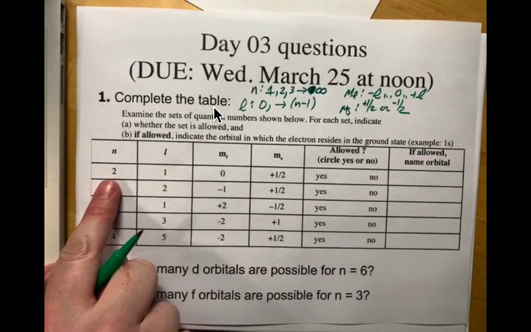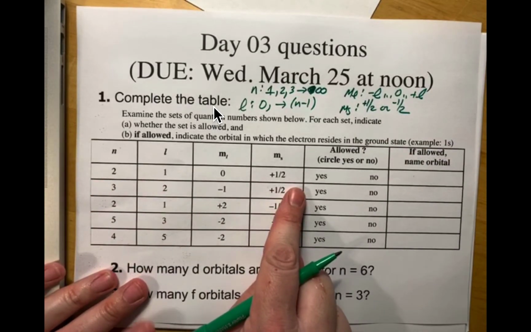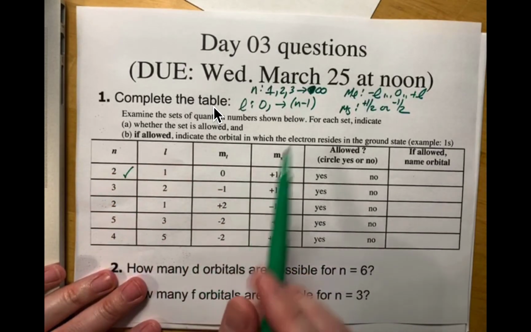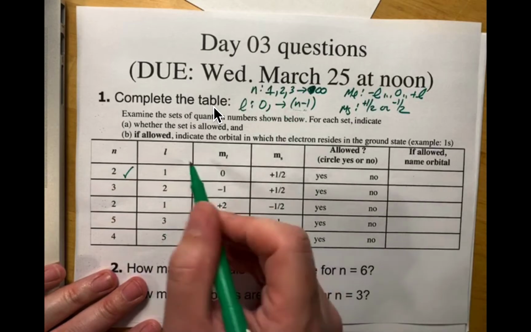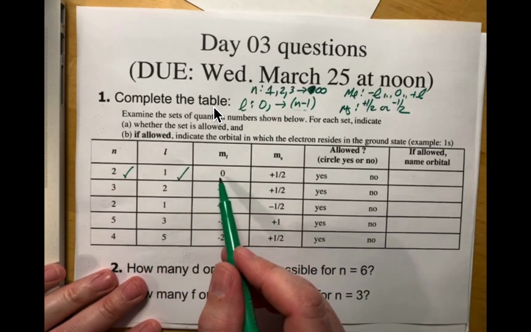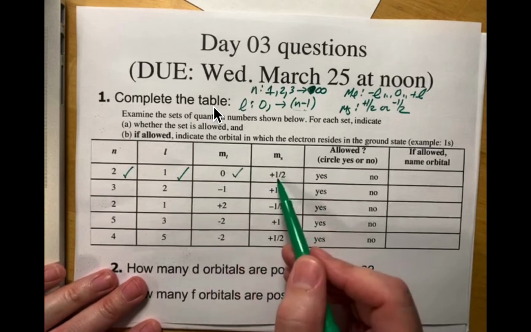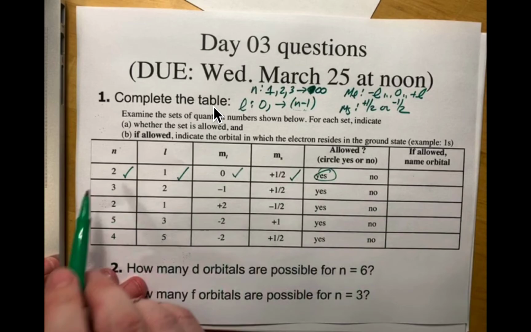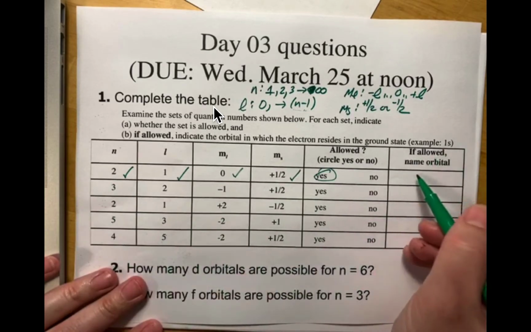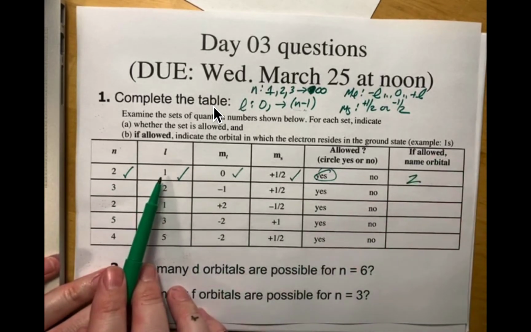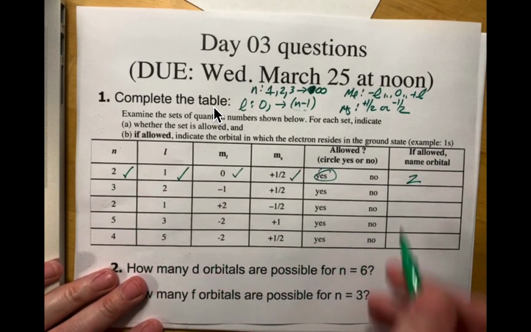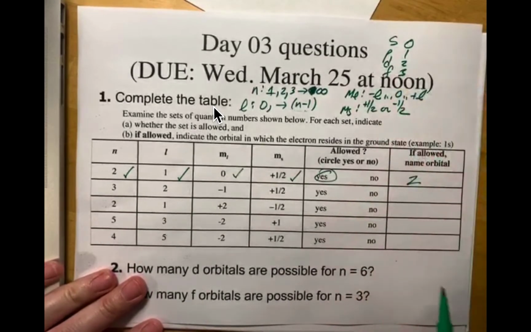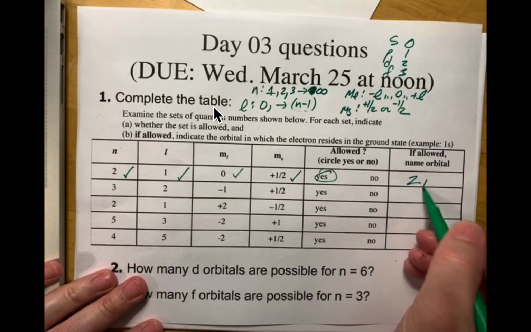So I always suggest you just go left to right in each one of these rows. So n equals 2 is okay. L equals 0 is okay. 2 minus 1 is 1, so that's okay. M sub L equals 0 is okay. And M sub S equals plus 1/2 is okay. So this is allowed. The first part of the name is just whatever the n value is, and the second part comes from the L value. So we have S, P, D, F, 0, 1, 2, 3. So L equals 1 gives me a 2p orbital.